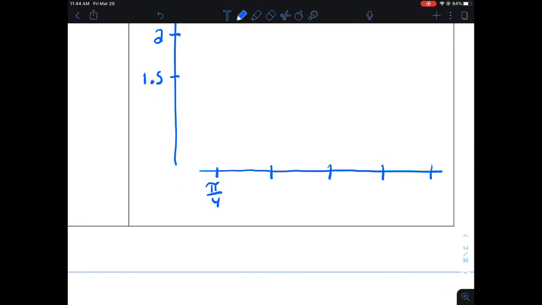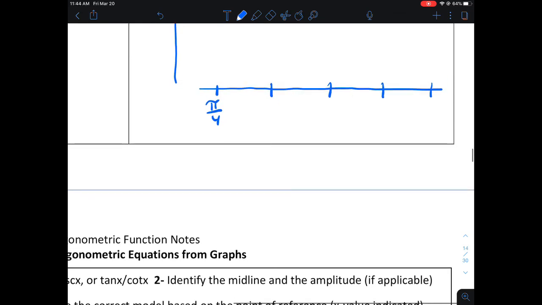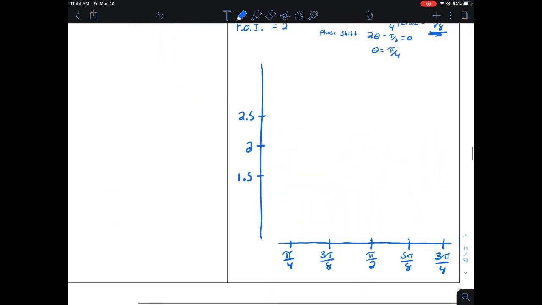So pi over 4 plus pi over 8 makes 3 pi over 8. Add another pi over 8, makes pi over 2. Add another pi over 8, 5 pi over 8. Add another one, 6 pi over 8. So I have my horizontal scale and my vertical numbers I'm going to use. Now, we can make our dashed line for our points of inflection to go on.